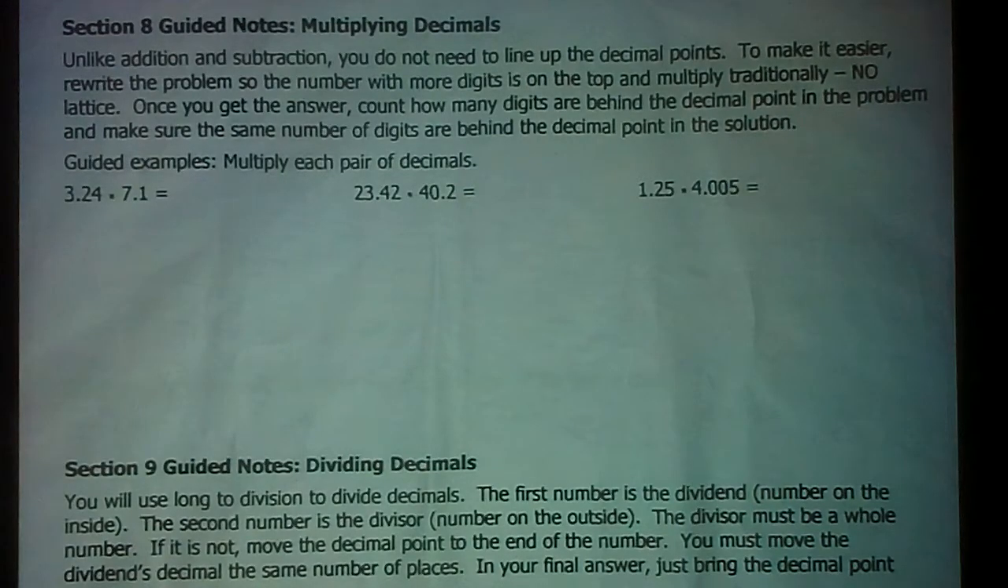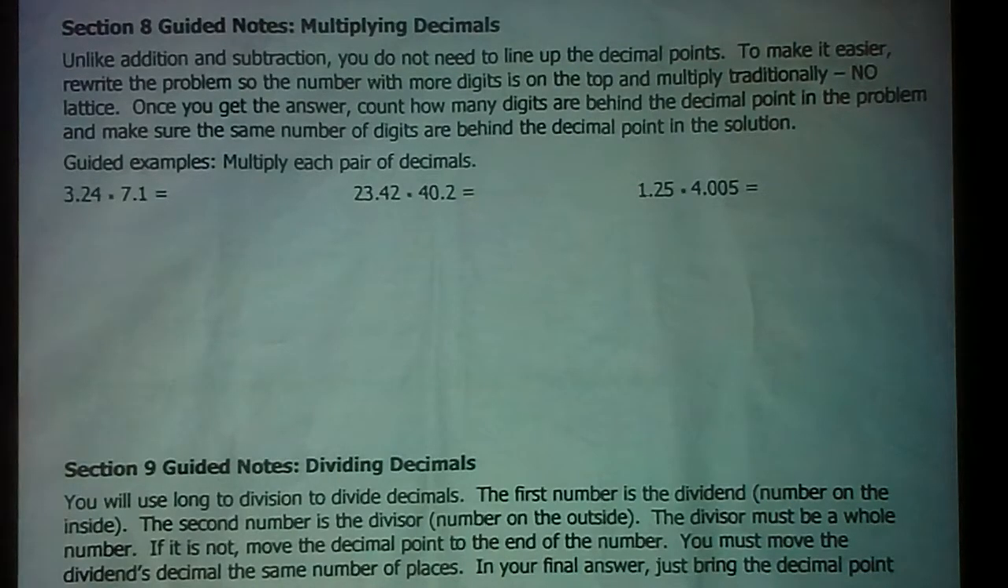Unlike addition and subtraction, you do not need to line up your decimal points. To make it easier, rewrite the problem so that the number with more digits is on top and then multiply traditionally. Not sure if you ever learned the lattice method in elementary school, but we do not want you utilizing that here. Once you get the answer, count how many digits are behind the decimal point in the original problem and make sure that the same number of digits are behind the decimal point in your solution.